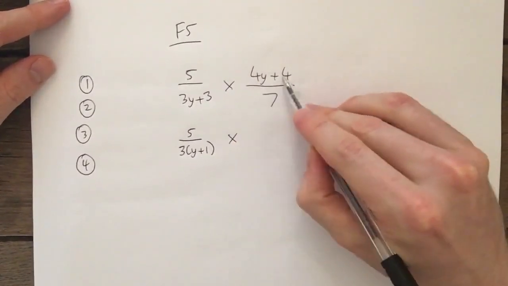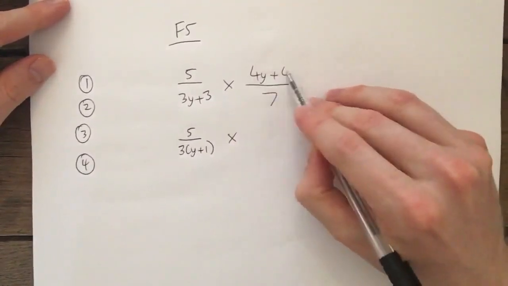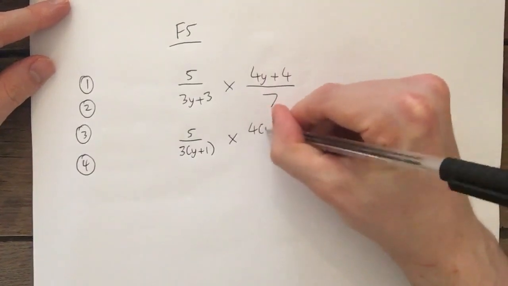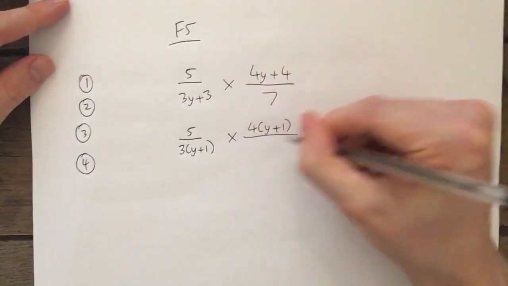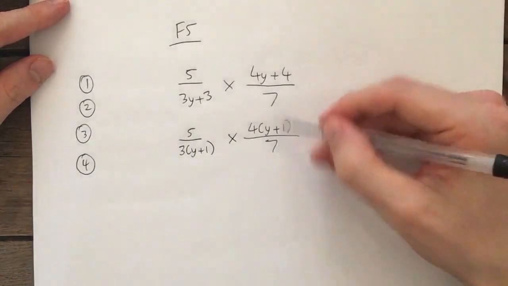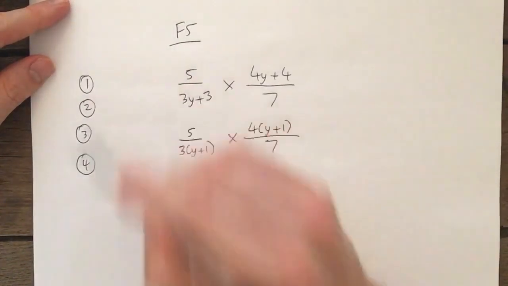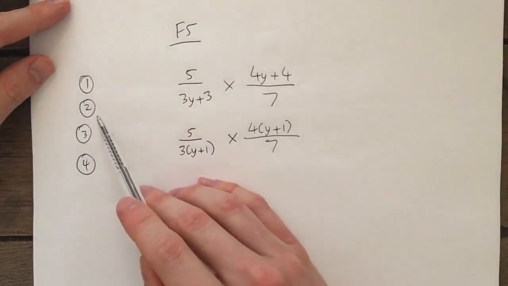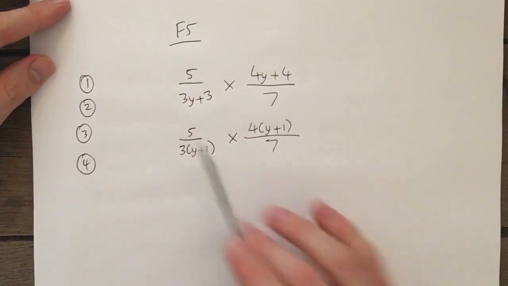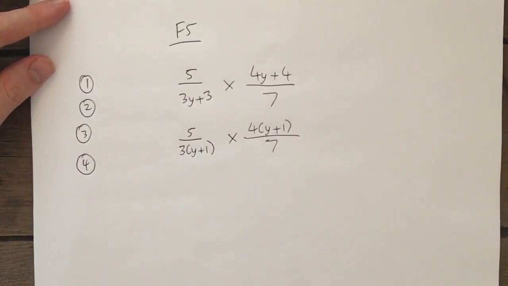Right, can I factorise this one? Yes, both have got 4 in common. So 4, open bracket, y plus 1, close bracket, over 7, because I can't factorise the 7. So I've done my step 1. Now my step 2 was, can I cross simplify? 5 and 7, no, I can't cross simplify that.